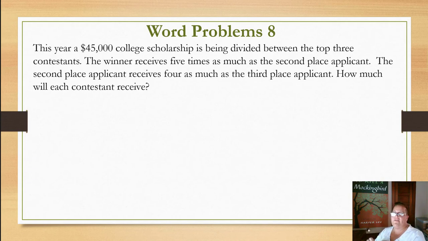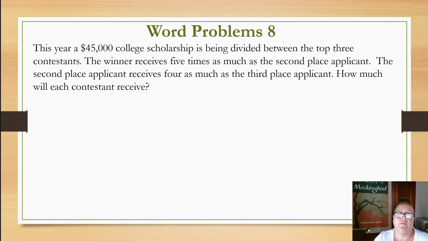This year, a $45,000 college scholarship is being divided among the top 3 contestants. The winner receives 5 times as much money as the second place applicant. The second place applicant is going to receive 4 times as much as the third place applicant. So we need to determine how much each contestant is going to receive.